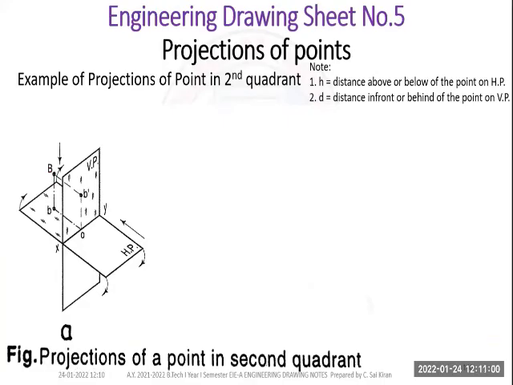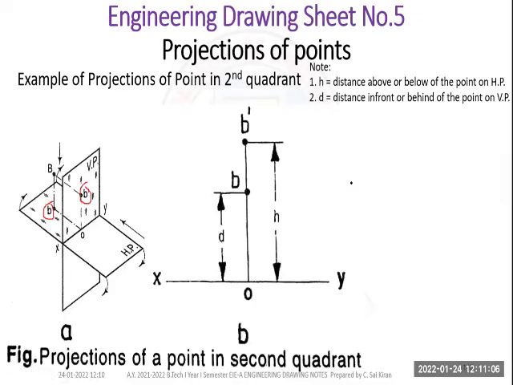So this is a letter B, capital letter B, projected as B dash on the VP, and B on the HP, and depending upon the H and D distance, whether H may be high or D may be high. With respect to D distance, you will get top view. With respect to H distance, you will get the front view. So you have to write B dash for the H distance and B for the D distance.